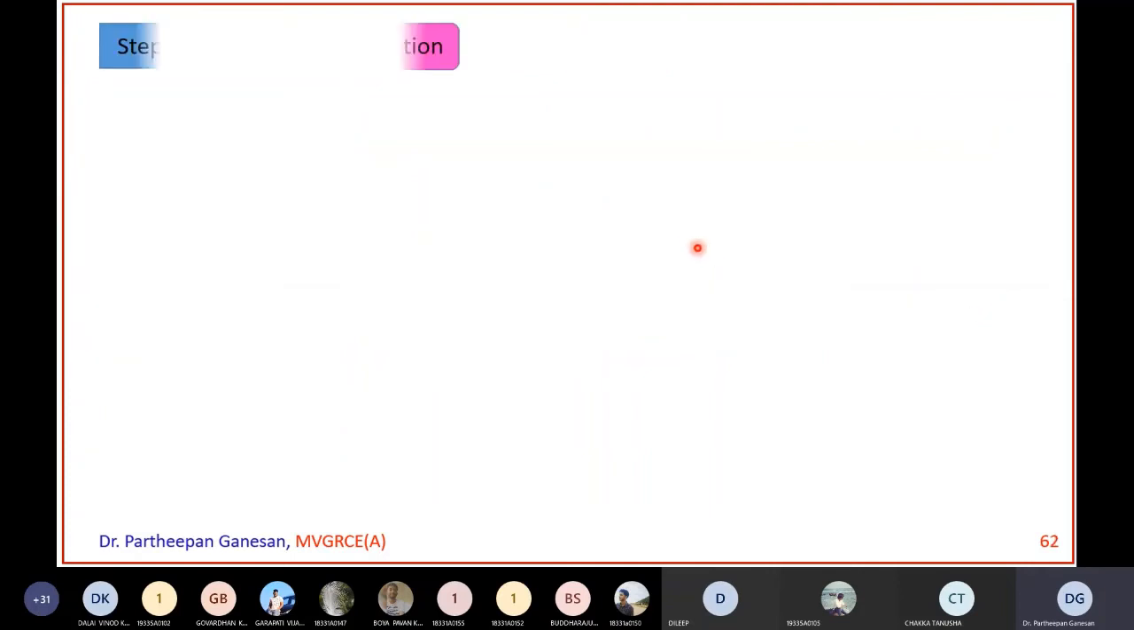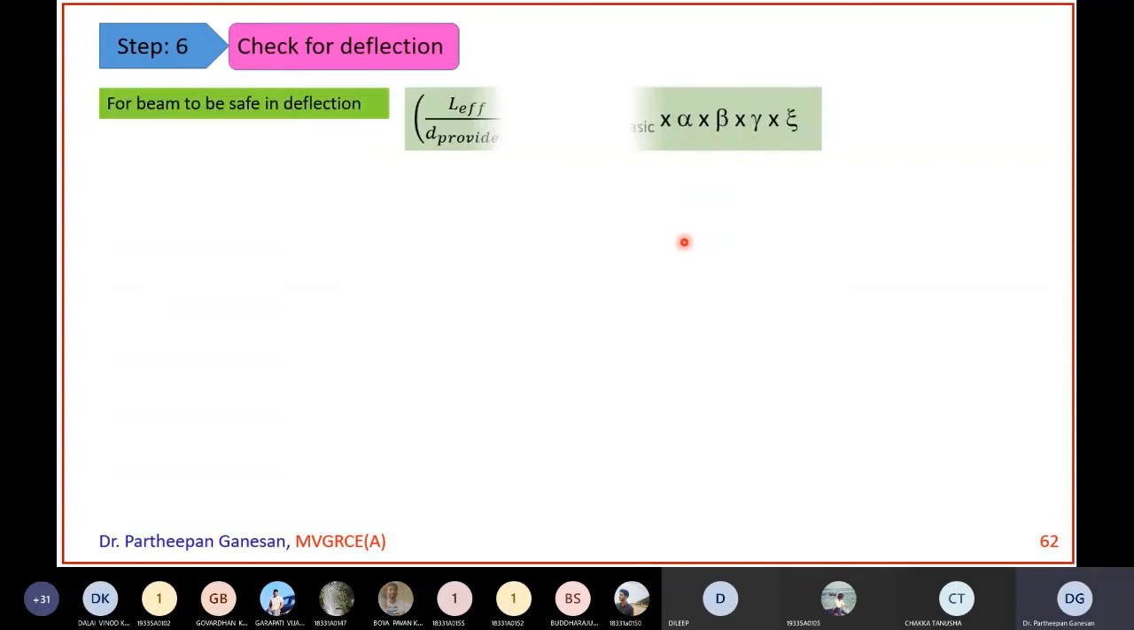Next, check for deflection. Now please pay very careful attention. In the check for deflection, this L effective by d provided, the actual L effective by d, should always be less than the allowable L by d ratio.